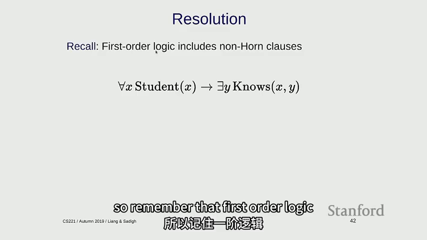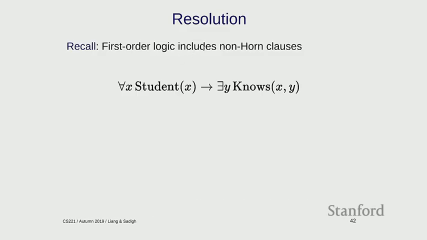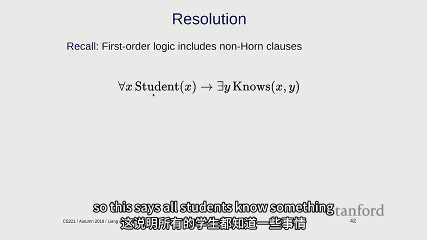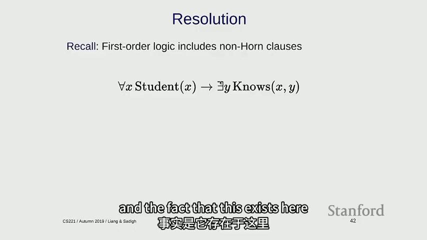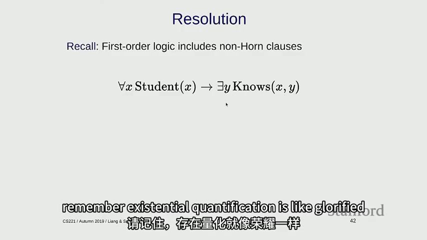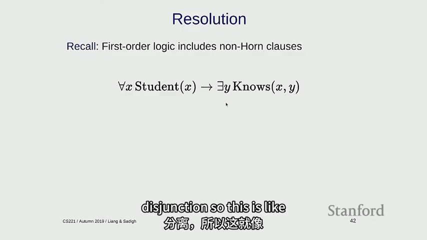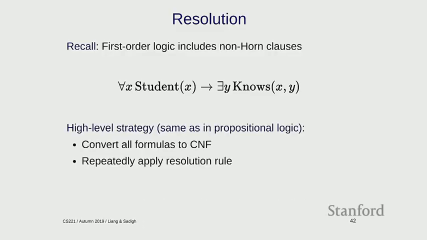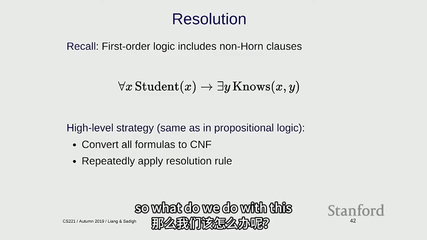So remember that first order logic includes non-Horn clauses. Here's an example. This says all students know something. And the fact that this exists here, remember existential quantification is like glorified disjunction. So this is like our example of no snow or traffic. So what do we do with this?